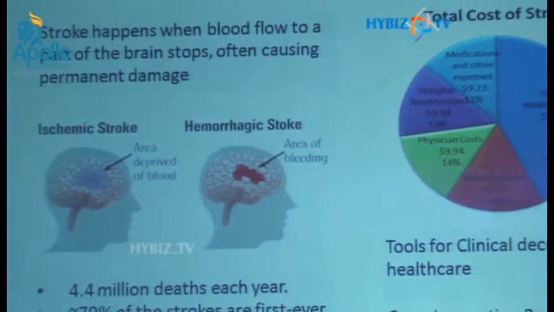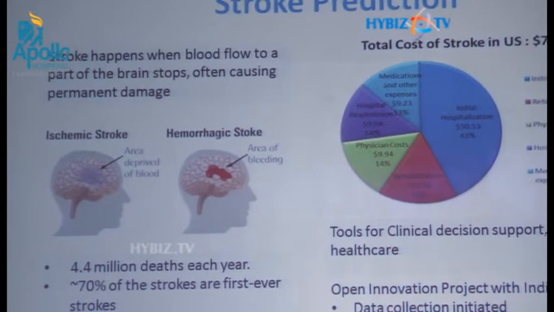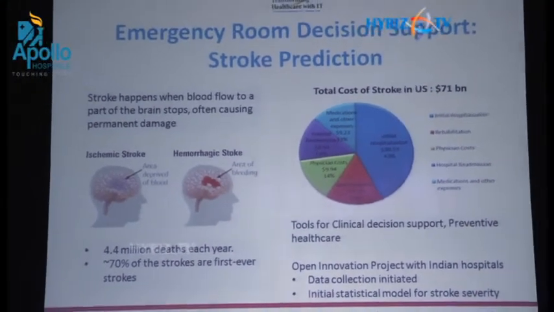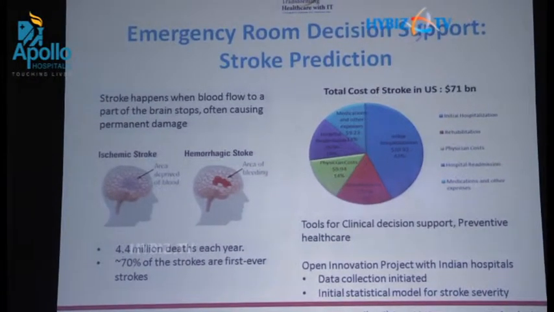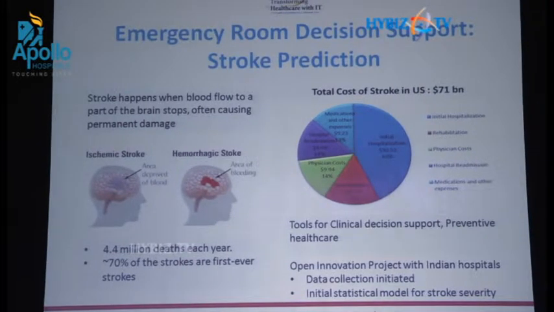A very simple introduction to stroke: there are two kinds of strokes. It essentially happens when the blood flow to part of the brain stops, and it could be due to an actual obstruction or bleeding, which results in that flow stopping. We have some numbers just for the US system: the estimated dollar cost of these strokes, and forget about the human aspects, is estimated to be over $70 billion in the US alone.